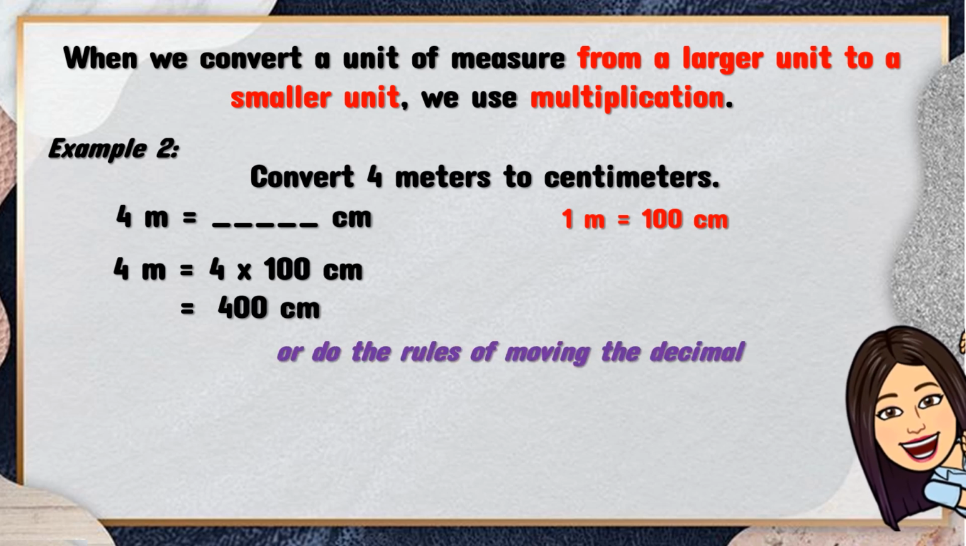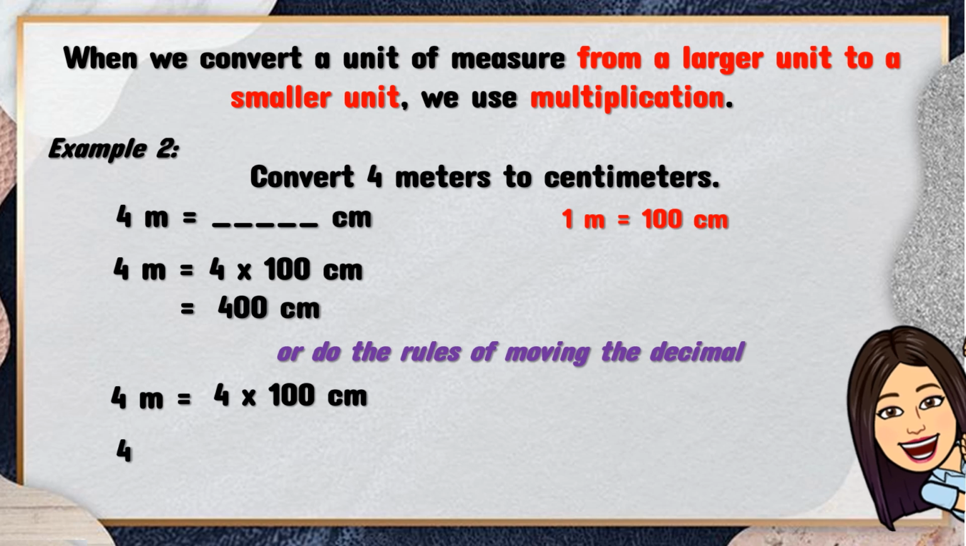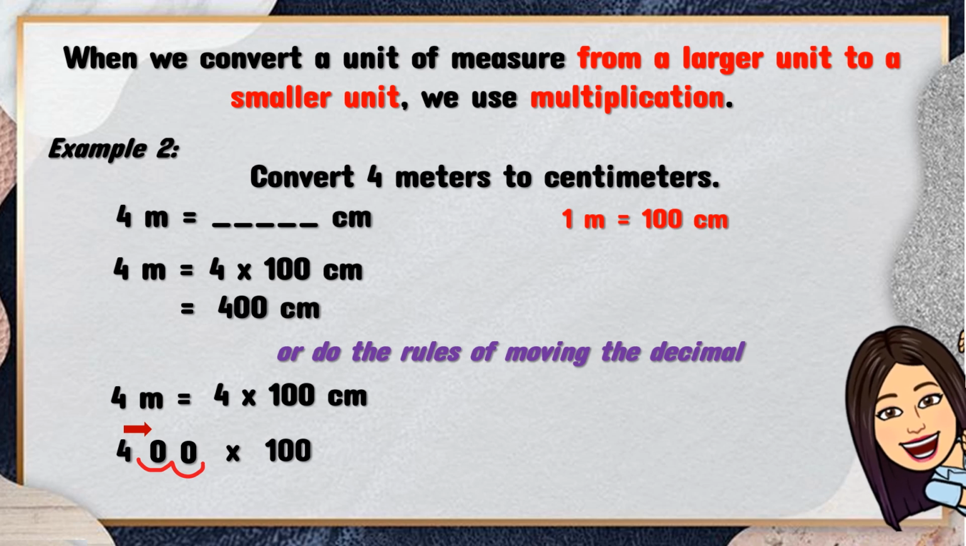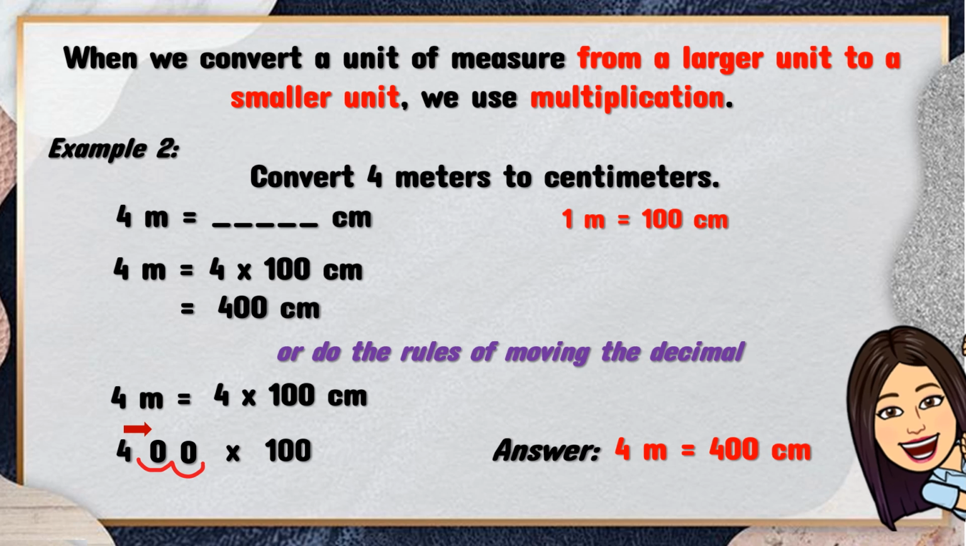So let's do the rule of moving the decimal. 4 meters is equal to 4 times 100 centimeters. So we're going to move the decimal to the right. Since there are two zeros in 100, we're going to move the decimal 2 times. 1, 2. So the answer is 4 meters is equal to 400 centimeters.